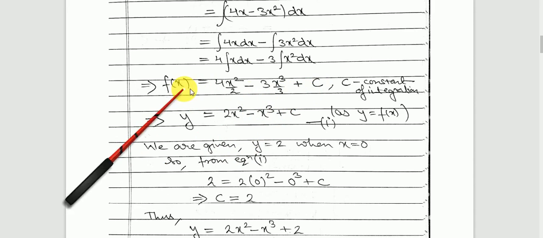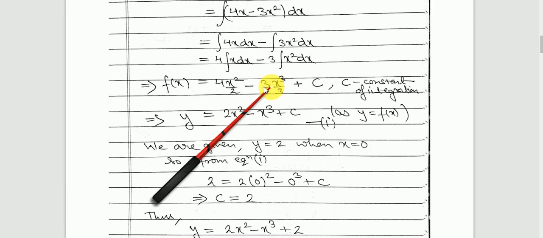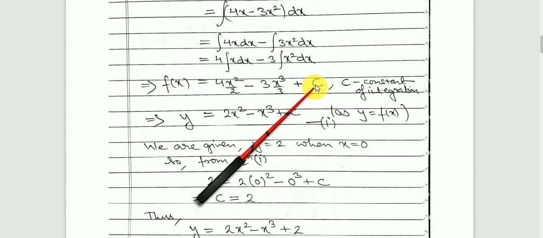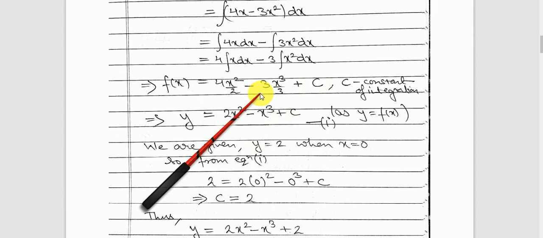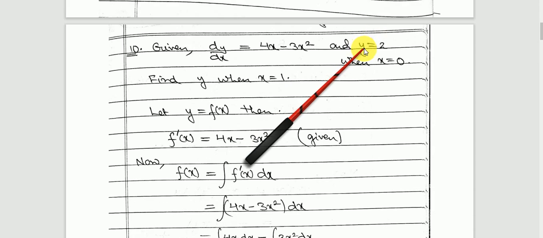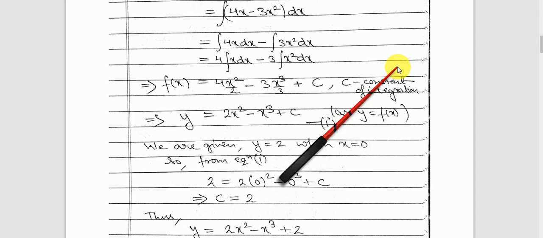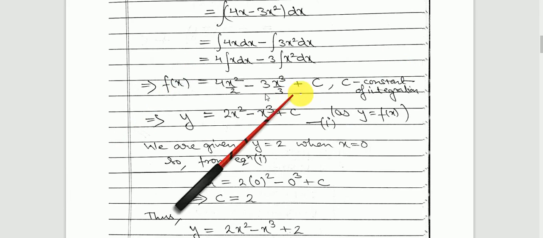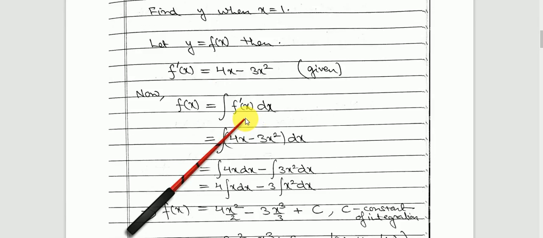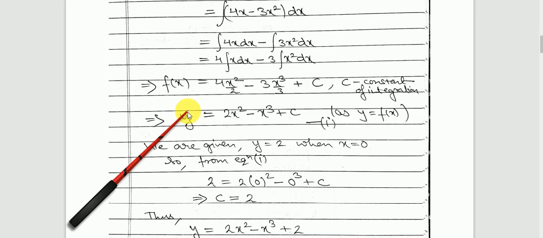But we want exactly what that function should be. In order to get the exact value of that function, we have to know the value of c. Now how to know the value of c? Here one more piece of information is there, that y will be equal to 2 when x is 0. Here we have got y, since f of x means y only, because we had assumed y equal to f x. So they are saying that y will be equal to 2 when x equal to 0.